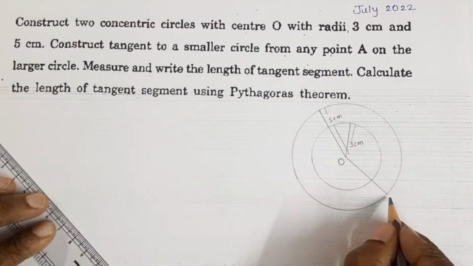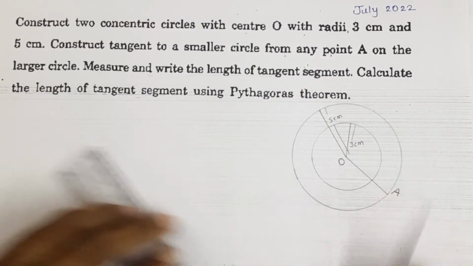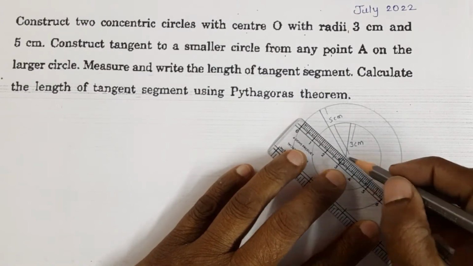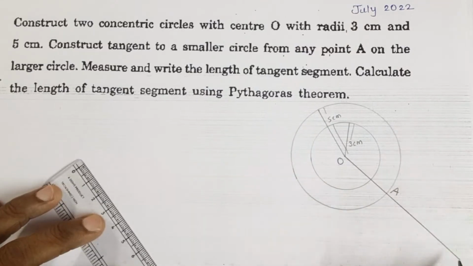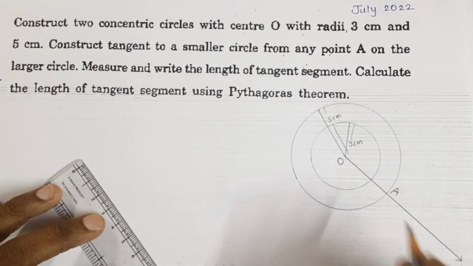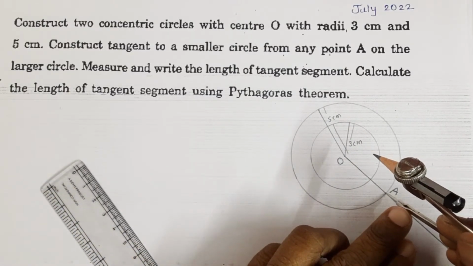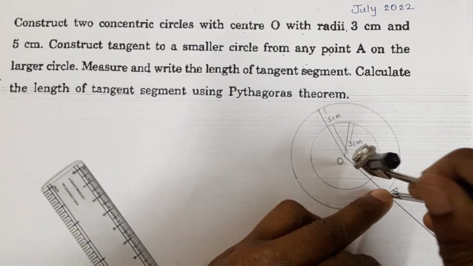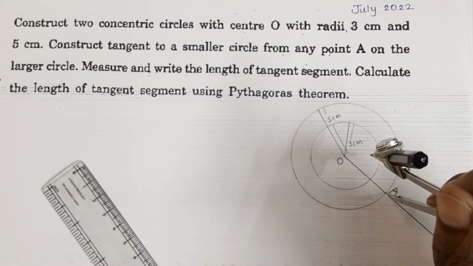Okay, so take this point A on the larger circle. Here I make the ray from the point O, from the center, passing through the point A, and then make the perpendicular bisector. We have to construct a tangent to the smaller circle.